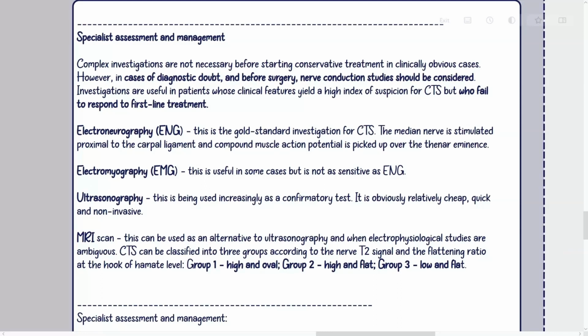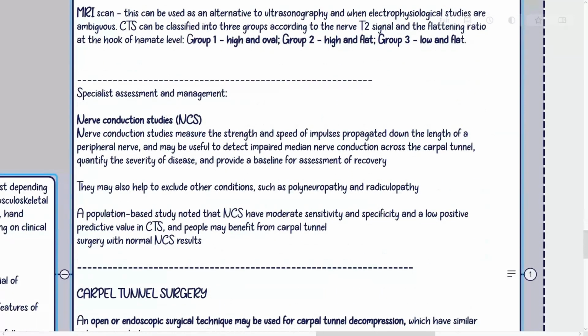Ultrasonography. This is being used increasingly as a confirmatory test. It is obviously relatively cheap, quick, and non-invasive. MRI scan. This can be used as an alternative to ultrasonography and when electrophysiological studies are ambiguous. Carpal tunnel syndrome can be classified into three groups according to the nerve T2 signal and the flattening ratio at the hook of hamate level. Group 1 high and oval, Group 2 high and flat, Group 3 low and flat.